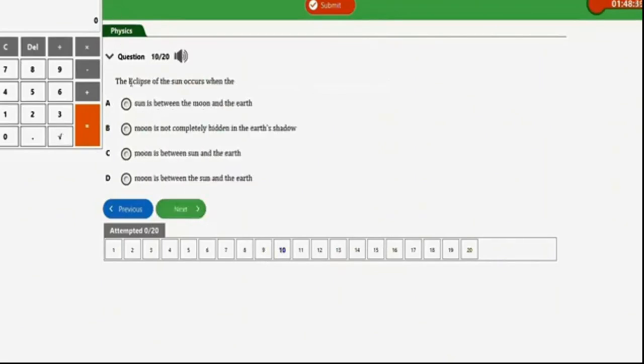It says the eclipse of the sun occurs when the option A, sun is between the moon and the earth. No. Moon is not completely hidden in the earth's shadow. No. Moon is between sun and the earth. The moon is between the sun and the earth. Correct option is option B. Alright, moon is between the sun and the earth. That's it. Let's go to the next repeated question, which is this one.